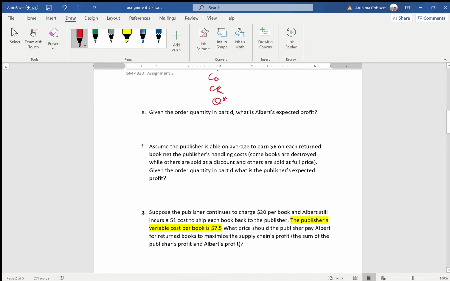Then part E is asking you, given the order quantity in part D, what is Albert's expected profit? And again, we have enough practice doing this. We just need to find out the expected profit corresponding to that Q star, right? So we will find our Z is equal to (Q minus mu) upon sigma, and we'll find L of Z, and then expected lost sales, and then expected profit.